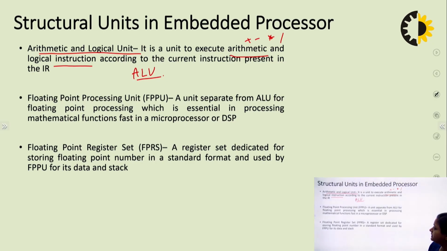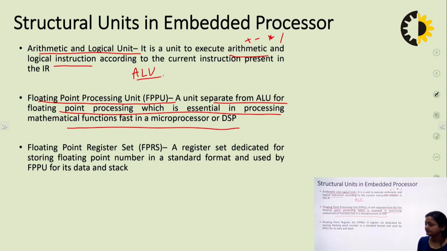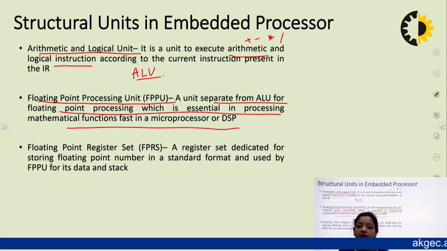Next we have the floating point processing unit, FPPU. Very important. It is a unit which is separate from ALU for floating point processing, which is essential in processing mathematical functions fast in a microprocessor or DSP. DSP stands for digital signal processor here. So floating point, why is it important?